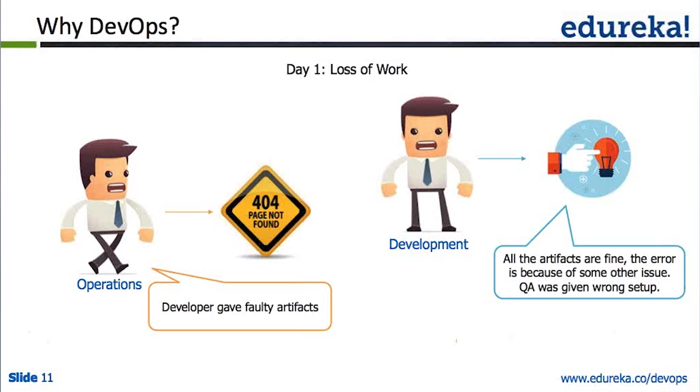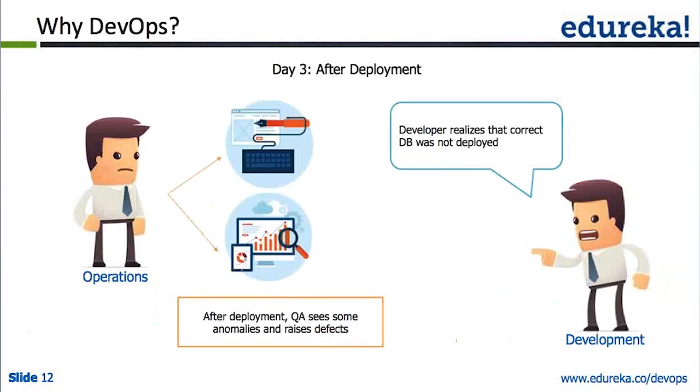What finally they did, they decided to roll back. See, in this case again, the developer finally realized that the correct DB was not deployed. So after the deployment, QA sees more anomalies and raises defects. And actually, in this case, what happened? Since you cannot troubleshoot and try to fix the problem in production, the typical situation is you roll back the change, because production is not the place where you actually try to troubleshoot and fix it.